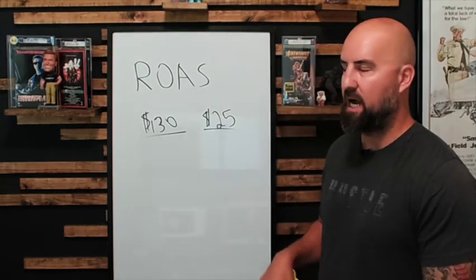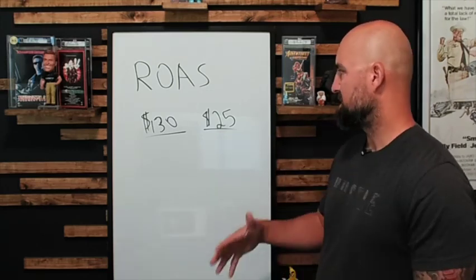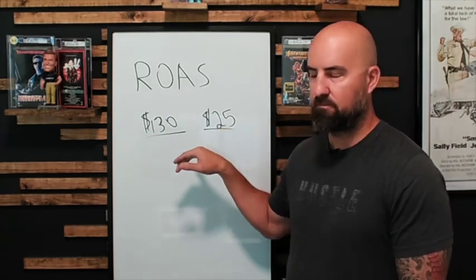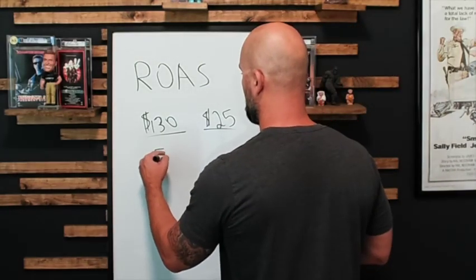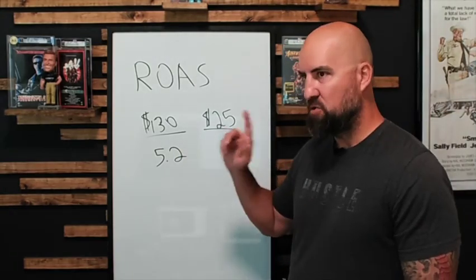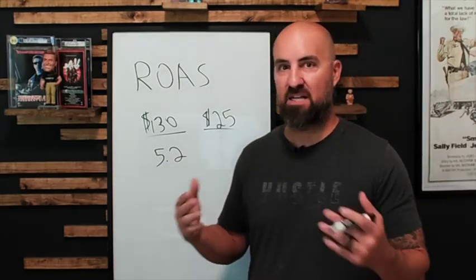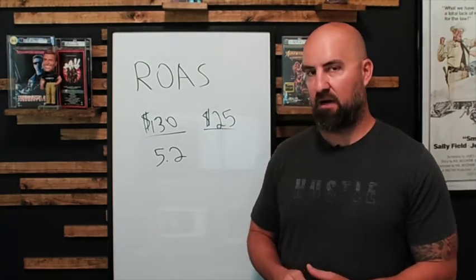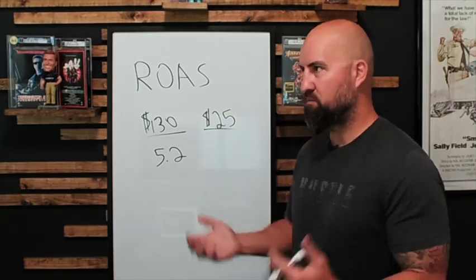Keep it simple. Basically, to figure out your return on ad spend, you would take your revenue and divide it by the money that you spent on advertising, which for this scenario, it would be 5.2. So this basically means for every dollar you spend in advertising, you got $5.20 back. That's pretty good. I'll take that all day long if I have a 5 to 1 ratio. So that's how you figure out your return on ad spend.